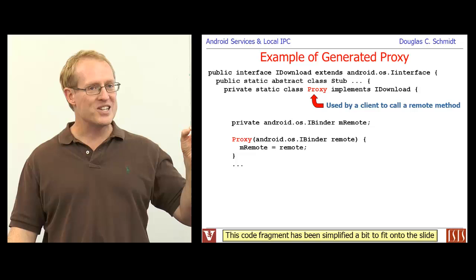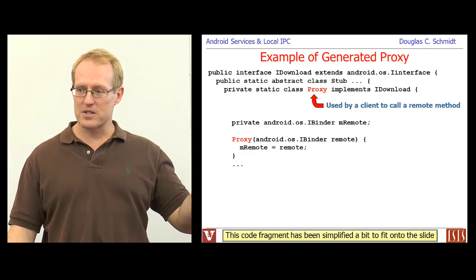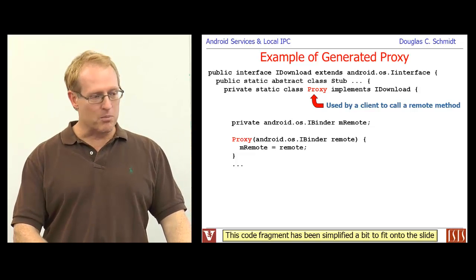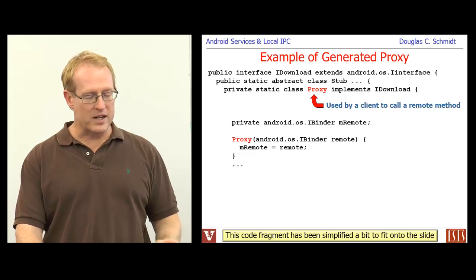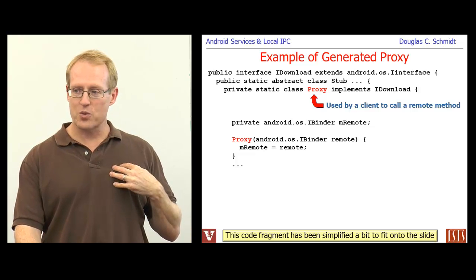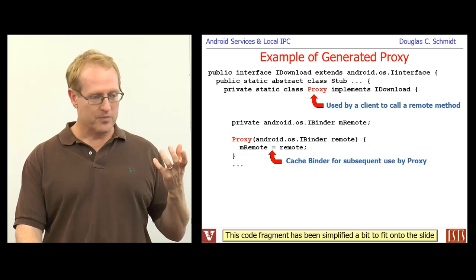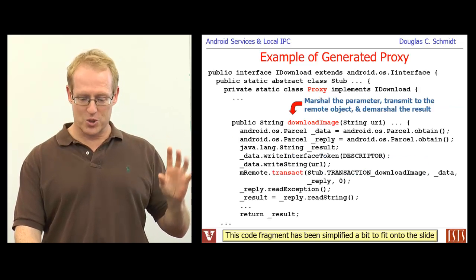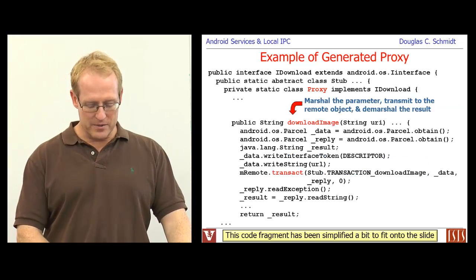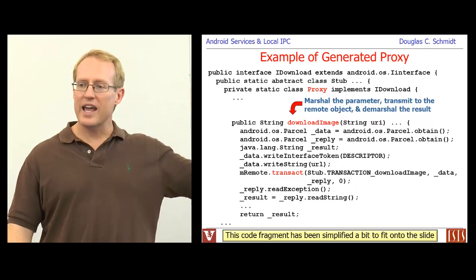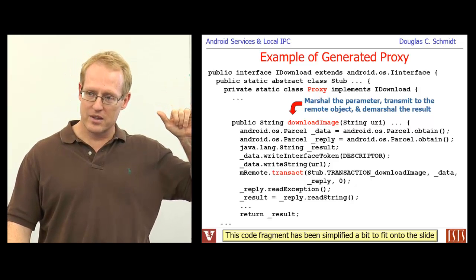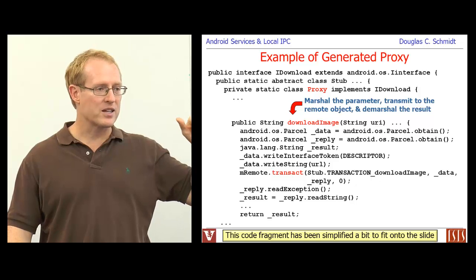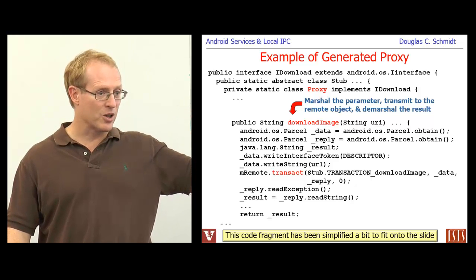The proxy is nested inside of the stub. And basically what the proxy does is the proxy is going to stash away the iBinder, and then it's going to use it shortly. It's going to use it when the client calls the method through the proxy, the method in our case being downloadImage.